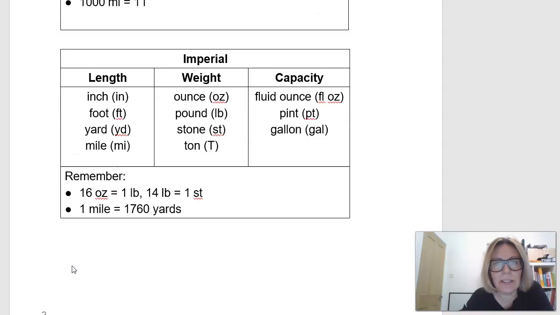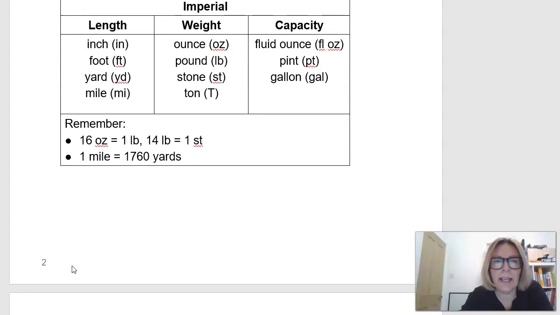The imperial measurements, length is inch, feet or foot, yard, mile. Weights are ounces, pounds, stones, and an imperial tonne, which is spelled just T-O-N, just to make it more confusing. And capacity would be fluid ounces, pints and gallons. Now you might not be as familiar with these, and there's 16 ounces in a pound, 14 pounds in a stone, and a mile is 1,760 yards. So the metric measurements I think are definitely easier to remember than the imperial ones.